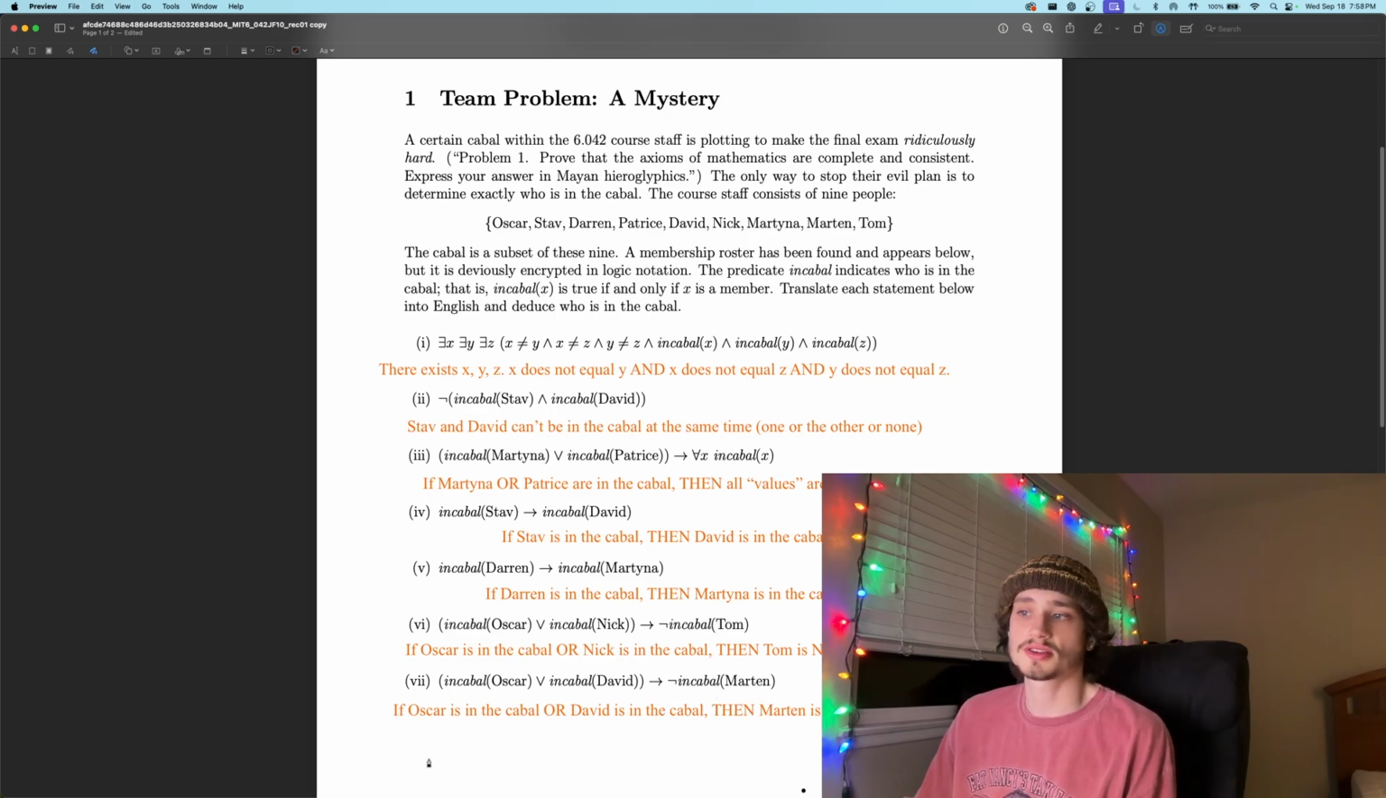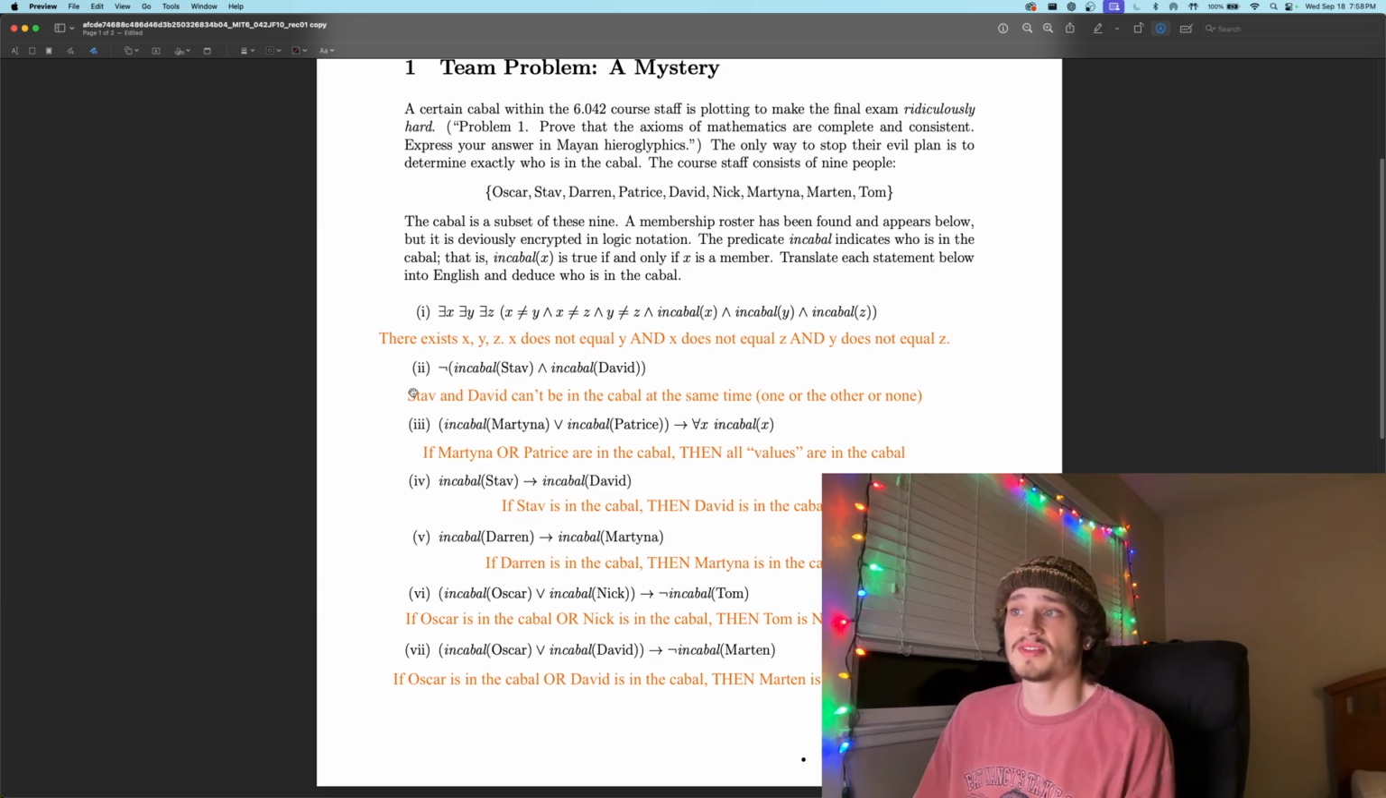Now let's actually go about trying to solve this problem. Well, in our first problem, we identified that there are actually 3 distinct variables we are trying to solve. They are distinct because none of them equal one another, and they are all in the cabal themselves. So we're looking for 3 people in the cabal. Number 2, we already know this says that Stav and David can't be in the cabal at the same time, but one or the other can, or none of them. So let's try to find another instance in our problem where Stav or David is mentioned. They are mentioned in number 4. This says that if Stav is in the cabal, then David's in the cabal. Well, they both can't be in the cabal at the same time, so that just means that if one of them is to be in the cabal, then it has to be David. Let's go ahead and rule out Stav then.